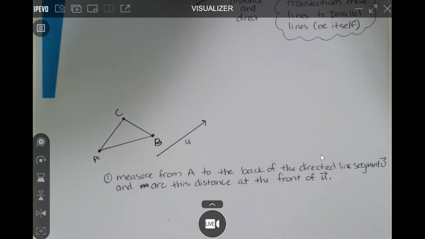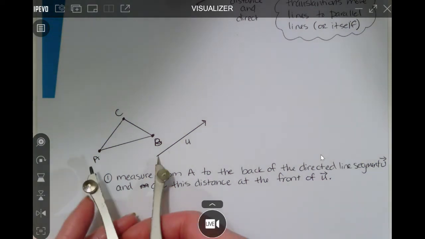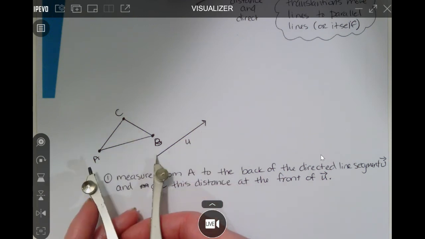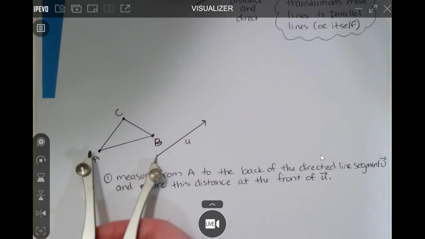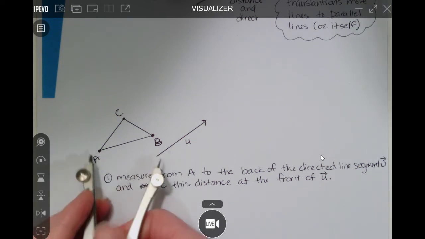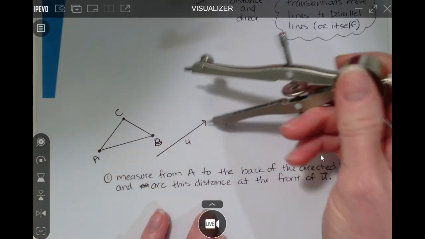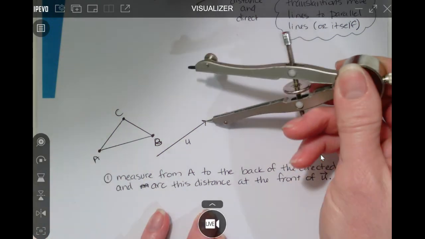So put your pointer on the end of your directed line segment. So the back is going to be, so the front will be where the arrow is. So the back will be where the arrow is not. Put your pointer there and then put your pencil lead on A. This is me measuring how far A is from the back of my directed line segment. And I'm going to go arc this at the front. So let's go put our pointer on the front. Let's put our pointer on the arrow.